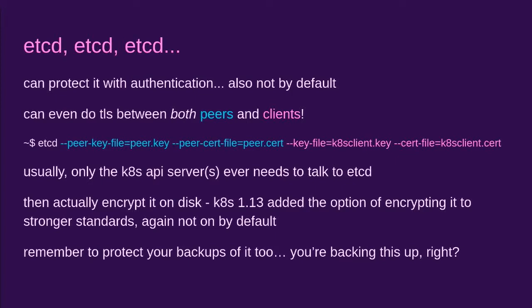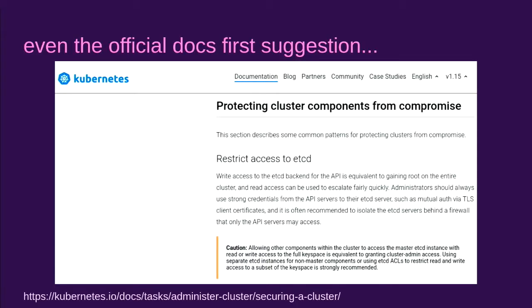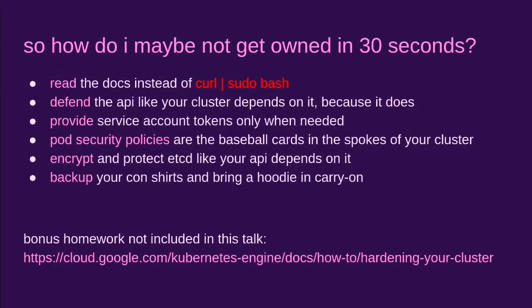You can actually also encrypt it on disk now, from version 1.13 onwards. You can do like AES and GCM and all that kind of stuff, PKCS7, all that. But also remember to back it up, right? Because this is the core of your cluster. You could also maybe restrict this with a firewall, like, I don't know. But I can't say much more than this when you go to the official Kubernetes documentation and you say, like, how do I secure Kubernetes? And it's like the first thing that they tell you, right? It's like, just lock this thing down and maybe things will be a little better.